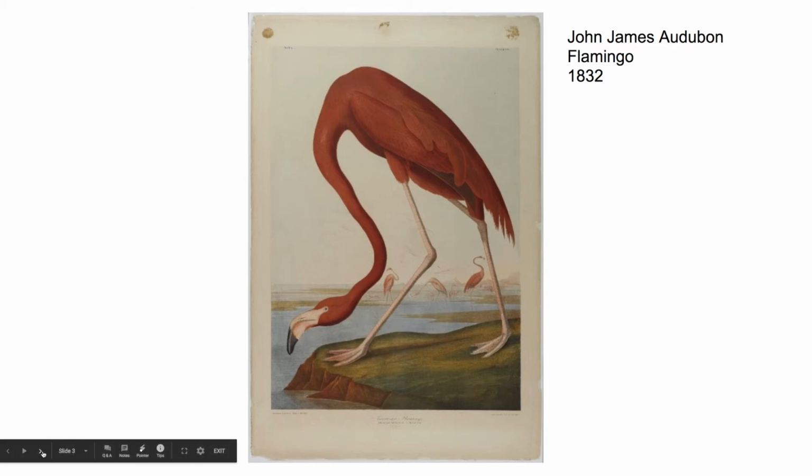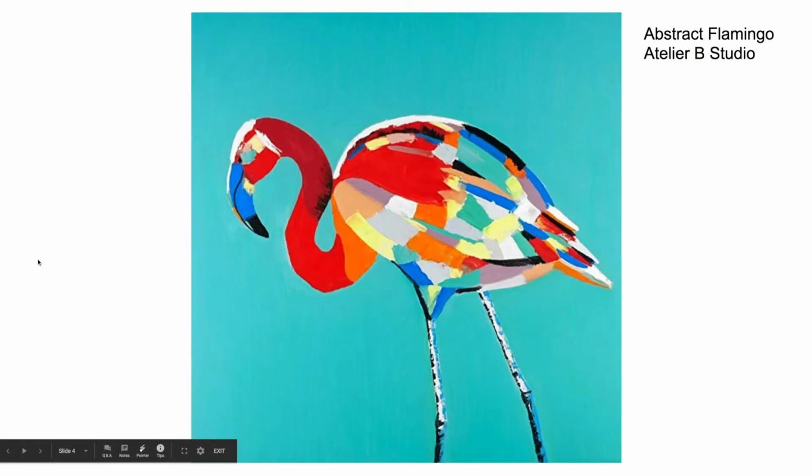Let's contrast that with an abstract painting of a flamingo. Does that look like real life? Have you ever seen a flamingo look like that in real life? If you have, I want to know where you saw that, because that would be one crazy looking flamingo.